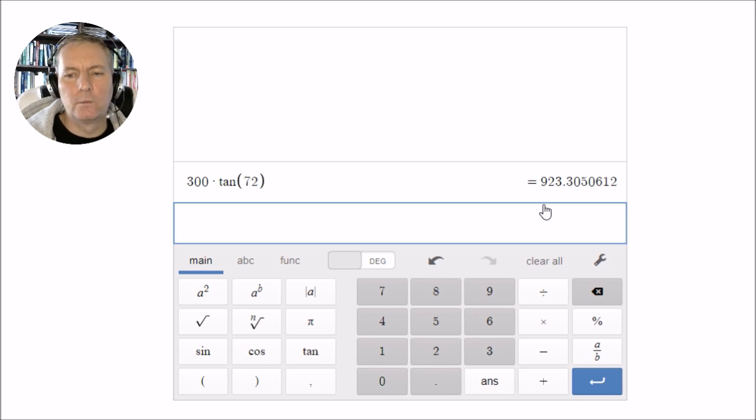So I suggest you put a few others in yourself and make a few up yourself, and try and work out and just get used to pressing the tan button. And you can also try it for the sine and the cosine, although we'll be moving on to those in the next few videos.